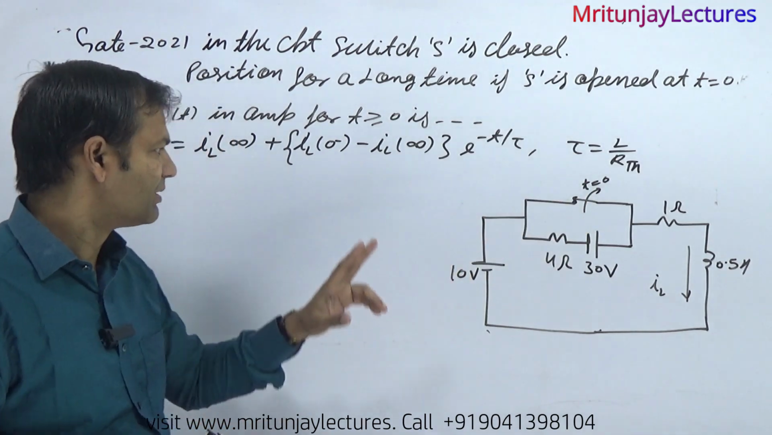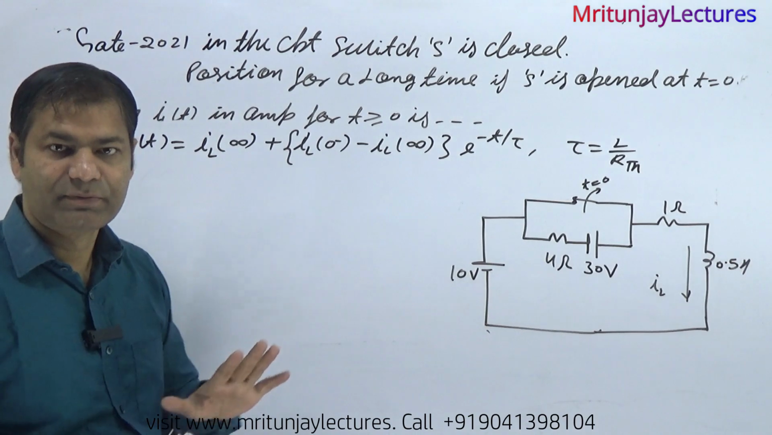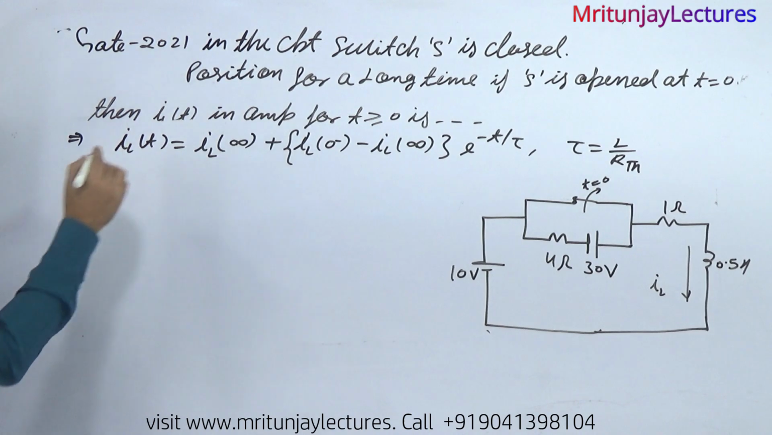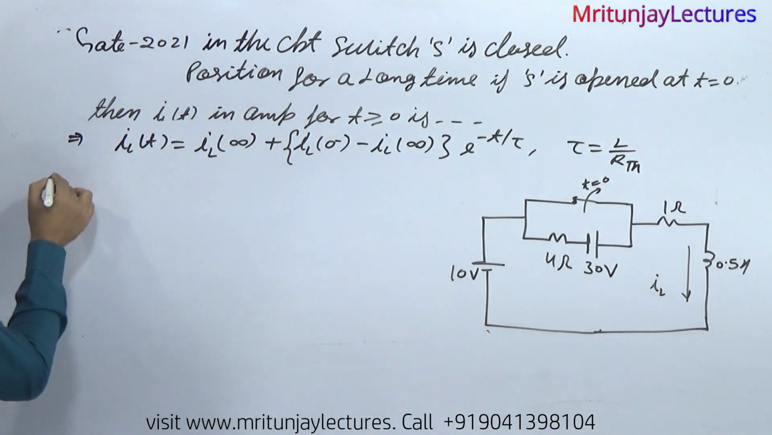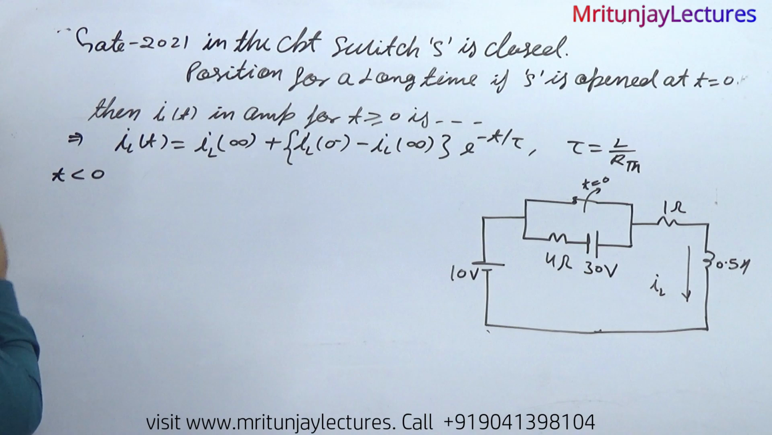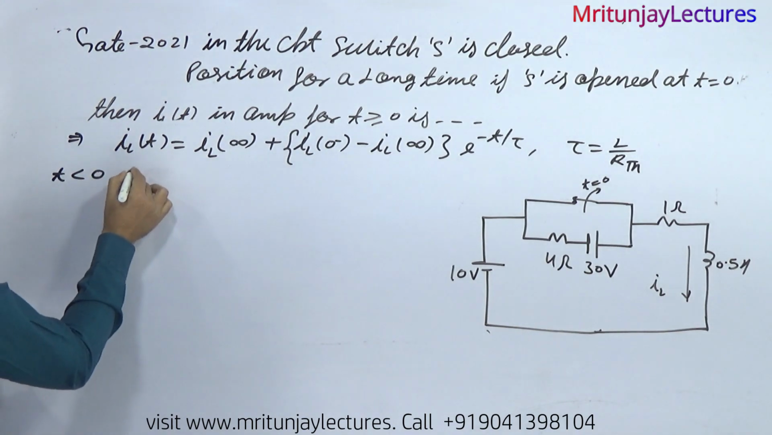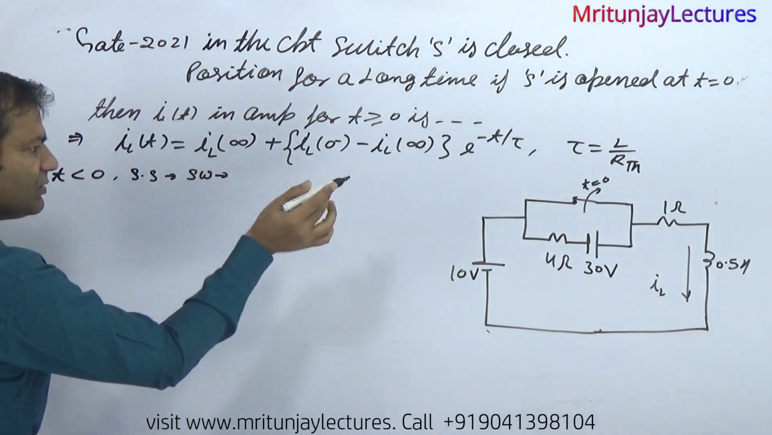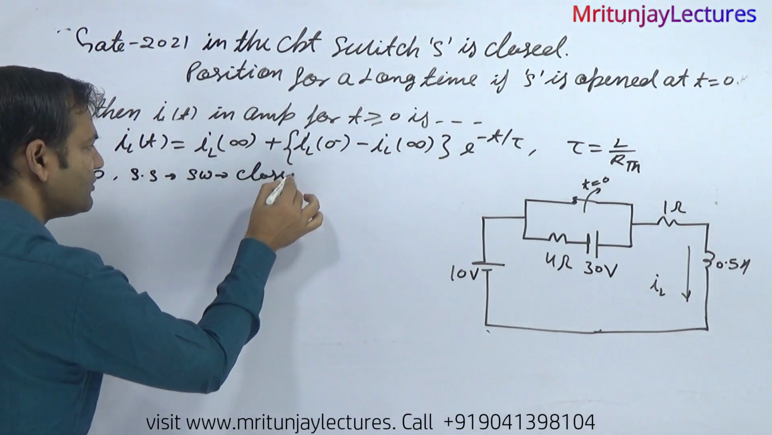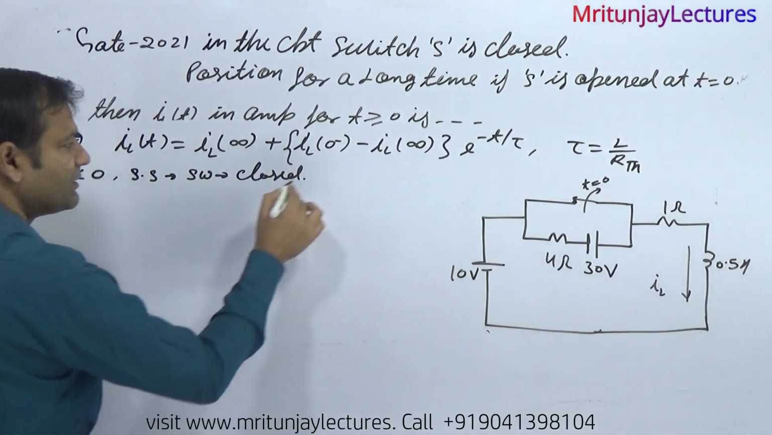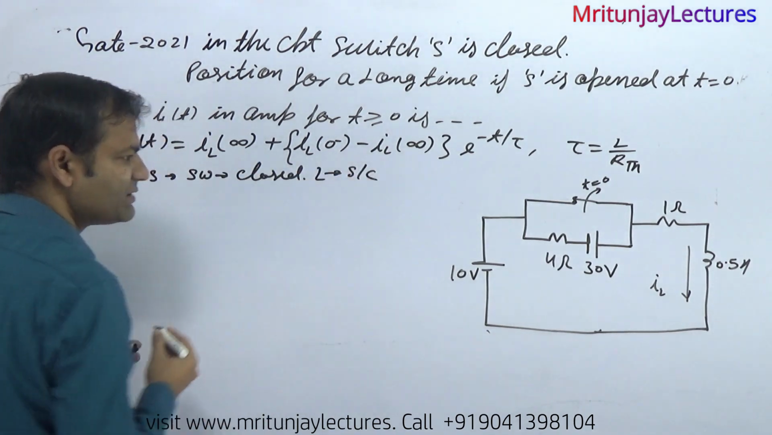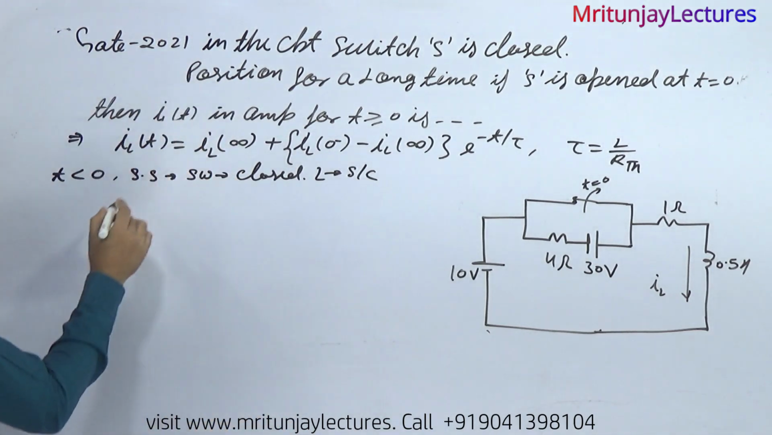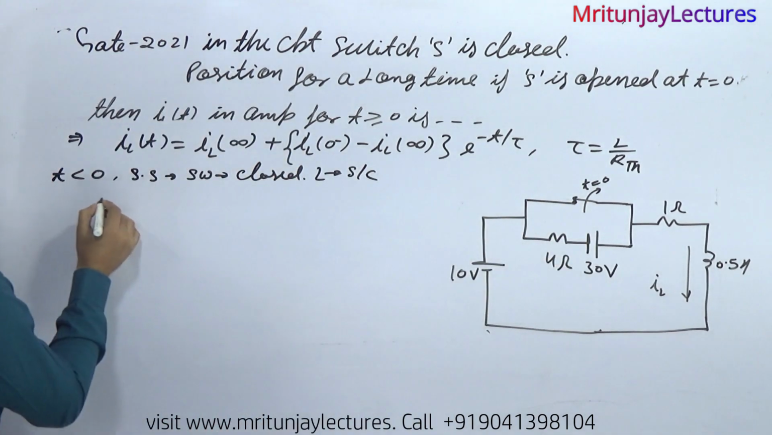So how can we determine these? There are three circuits possible. First of all, determine this one, t less than 0. t less than 0 means steady state. What about the switch? The switch is closed. At that time the inductor behaves as a short circuit. At steady state, the inductor behaves as a short circuit. So first of all, make the circuit.